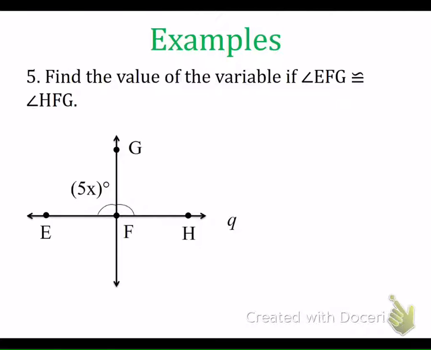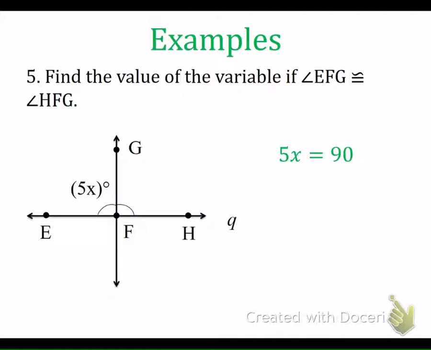So it says find the value of the variable. I am given that angle EFG is congruent to angle HFG. So they are a linear pair, right? I can tell because they form the straight line when I put them together, or the straight angle, if you want to call it that. So all together they equal 180, right? Both of these. And they're congruent. So what do they each equal? 90. So I can just set this angle equal to 90.